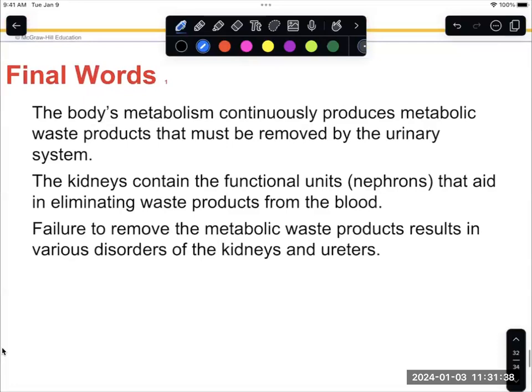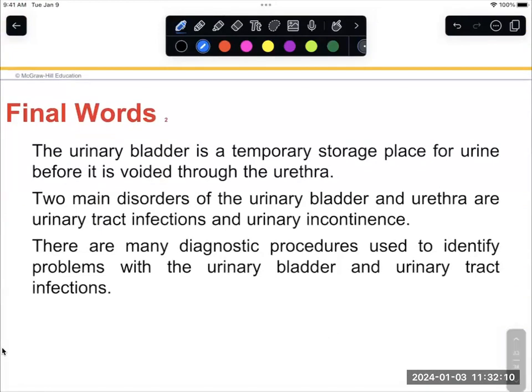So the body's metabolism is continuously producing waste products, and these waste products need to be removed. The urinary system is one of those sources that will remove these waste products. The kidneys contain nephrons. These nephrons help to eliminate these waste products. If we're unable to remove these waste products, it's going to result in different kidney disorders or disorders of the kidneys and ureters. That bladder is a temporary storage place before that urine is excreted out of the body. The two main disorders of that bladder and urethra are urinary tract infections and urinary incontinence. There's a lot of different diagnostic procedures that we can do, and there's a lot of different treatments out there for the bladder, the urethra, ureters, and the kidneys.